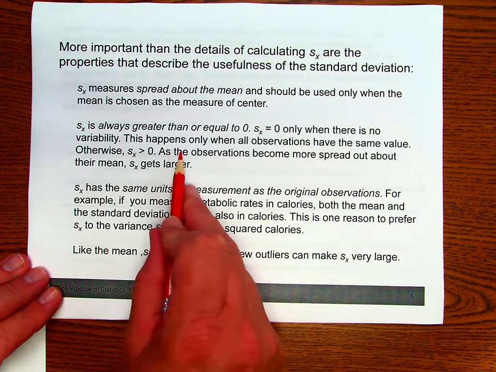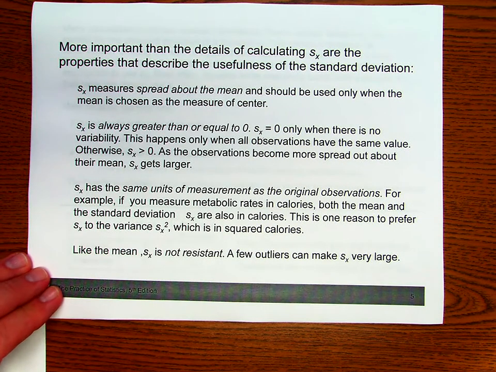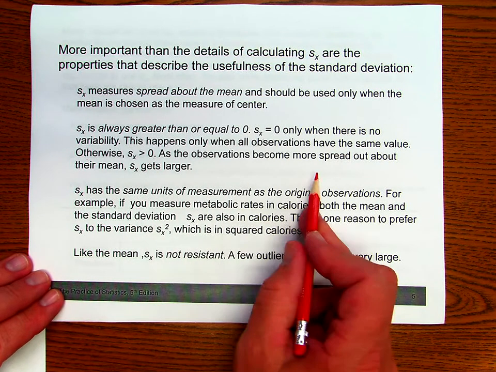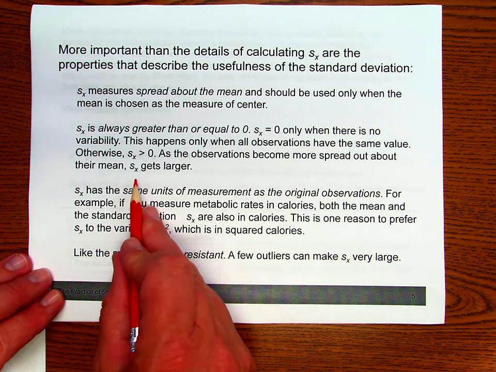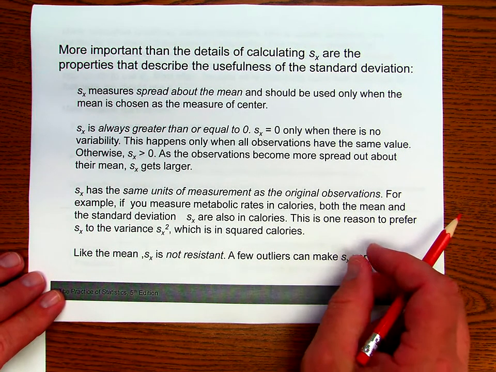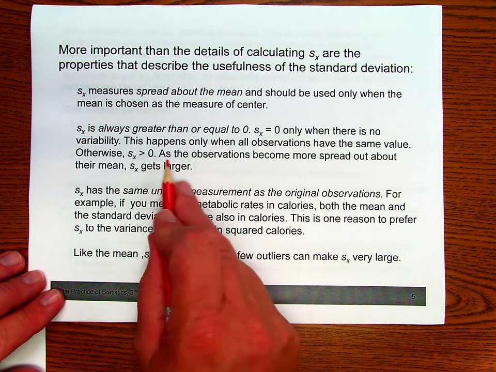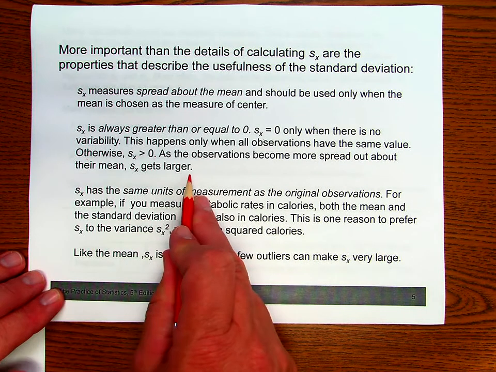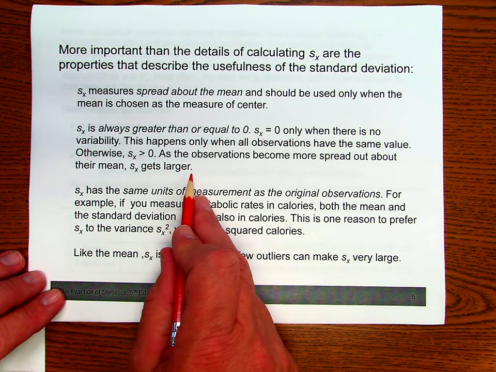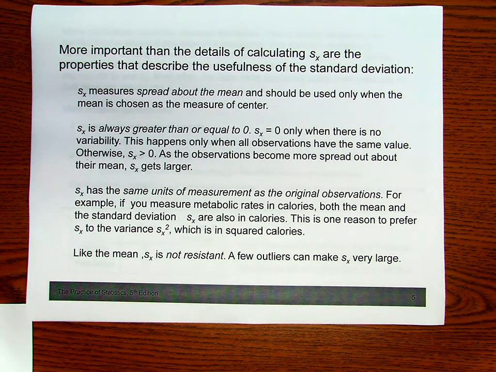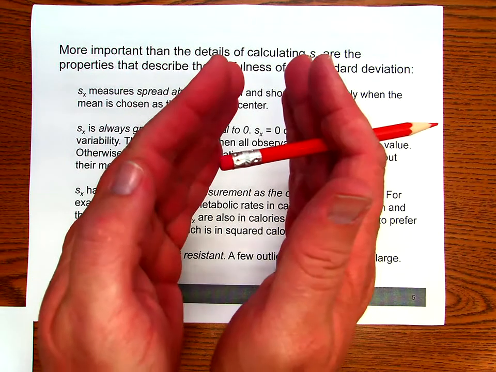This happens when all the observations have the same value. Otherwise, S sub x is going to be greater than 0. As the observations become more spread out about their mean, S sub x, or the standard deviation, gets larger. Okay, standard deviation is becoming more and more popular on the SAT test. And knowing that little sentence right there is good enough to get you through most SAT questions that address standard deviation. Key thing here is the more spread out the data is away from the mean, the larger the standard deviation. The more clumped in it is towards the mean, the smaller the standard deviation.